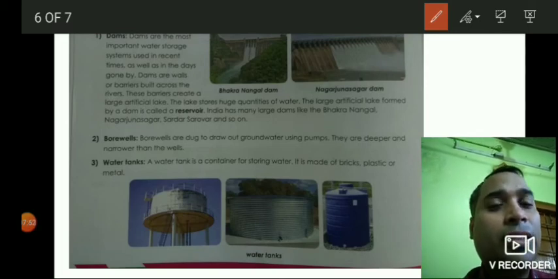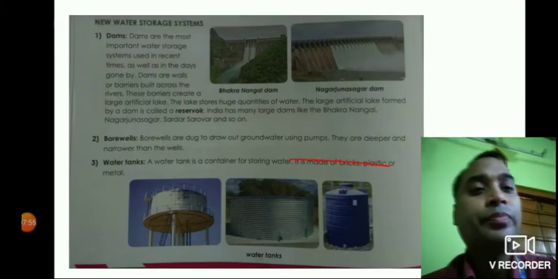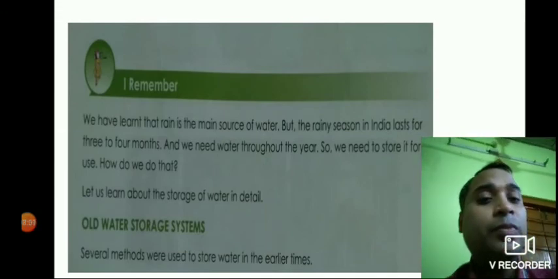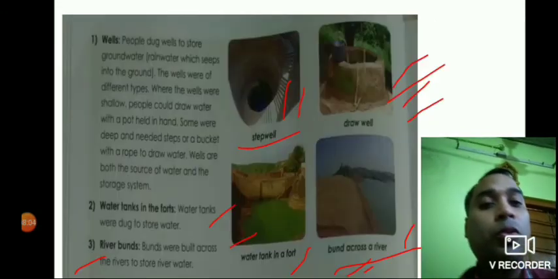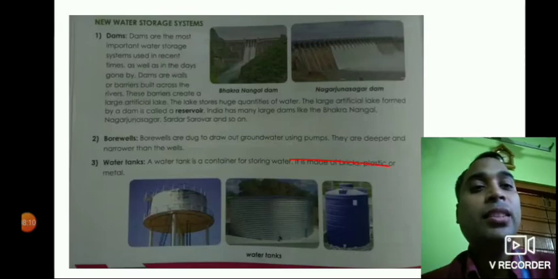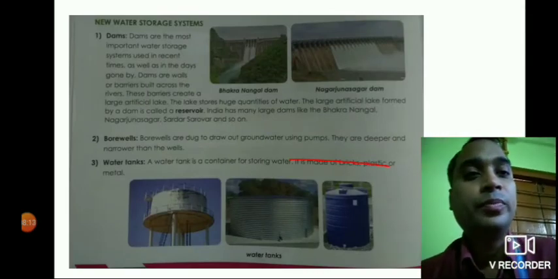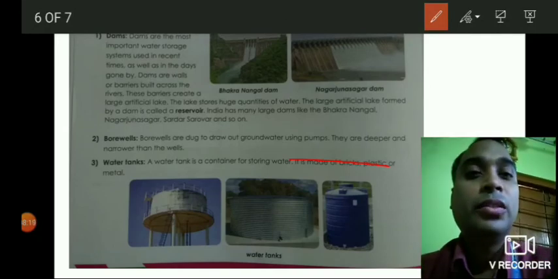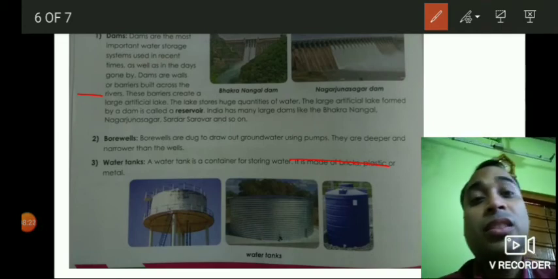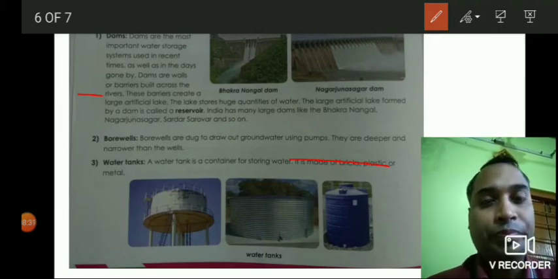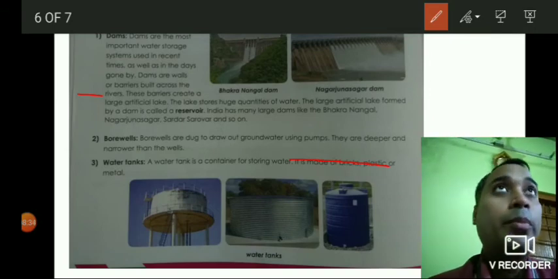Like we studied in the previous case, bund across rivers. So almost we can say that there is a connection of dams with the old water storage systems too, because bund across river, now taking this concept forward, in the modern days dams were being constructed. So this is just a kind of modification of what was there in the old water storage system. Dams are walls or barriers built across the rivers, just like bunds which were built.